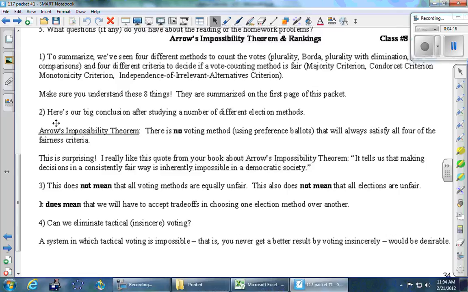That's the theorem. Doesn't matter how long we look, doesn't matter how hard we try, and it doesn't matter how smart we are, there will never be a vote counting method that satisfies those 4 fairness criteria. Okay, let's go to Henry for the this is surprising part.